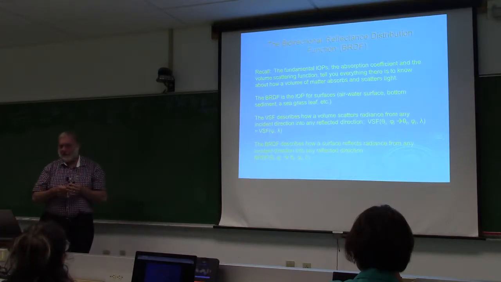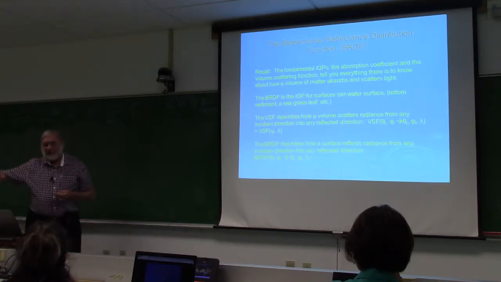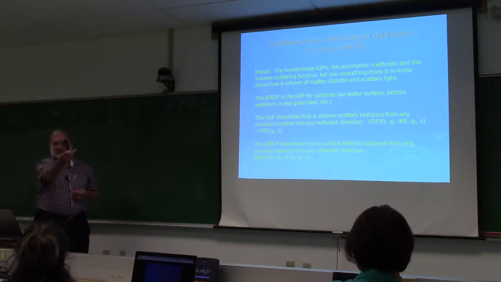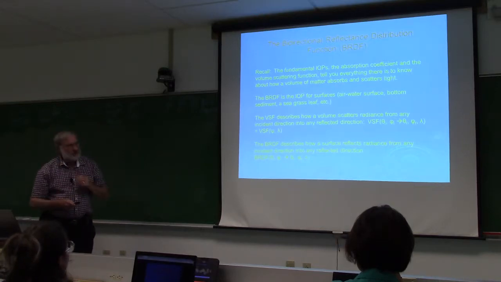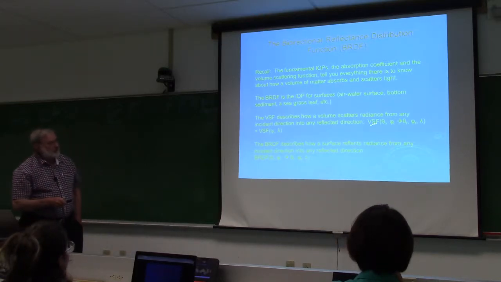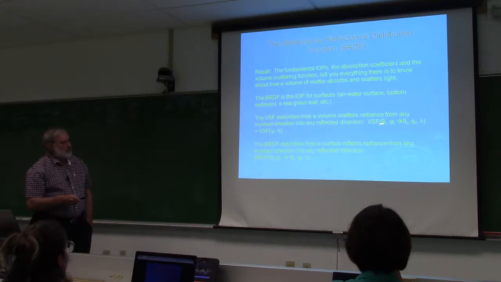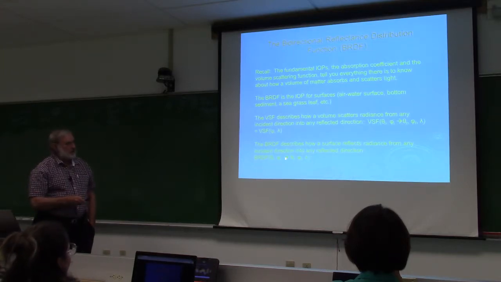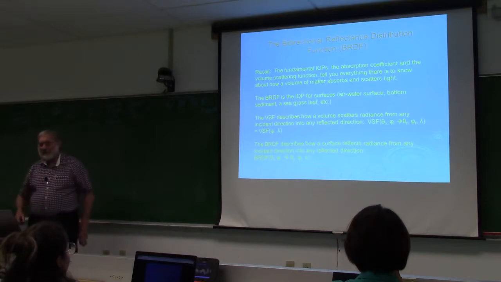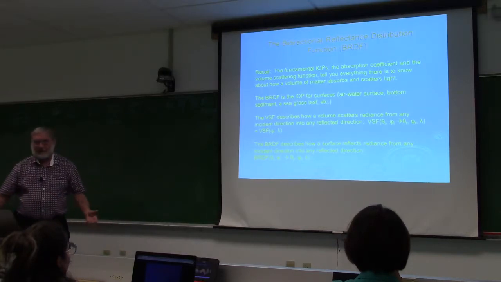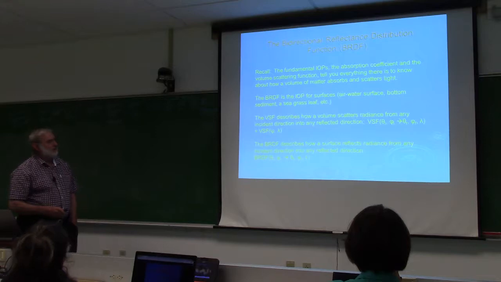So the BRDF will tell you if I've got light coming in some direction, or radiance in some direction, it hits this surface, how does it reflect off into other directions? So just like the VSF, which is from an incident angle to a final angle, and it's a function of wavelength, and usually we just write the difference in the incident and final directions as a scattering angle psi. And likewise, the BRDF is from an incident direction to a final direction, and in general it will be a function of wavelength because the surfaces are colored in some way or another.